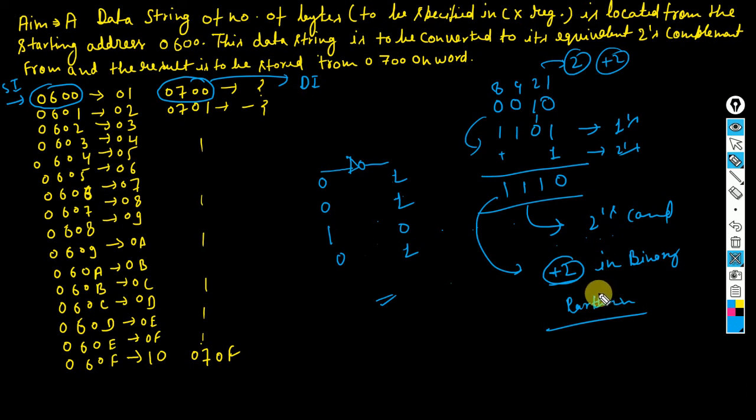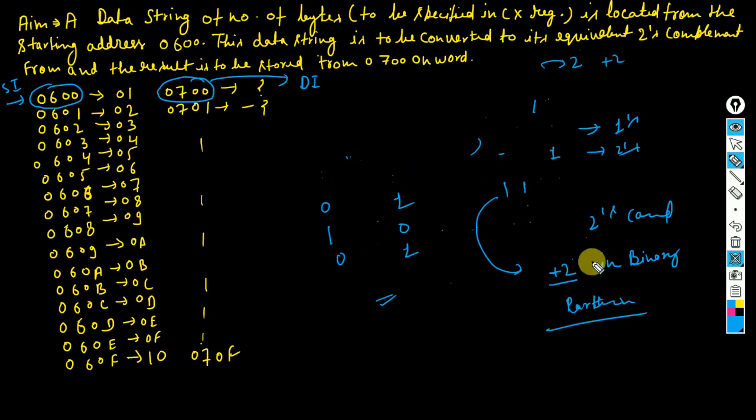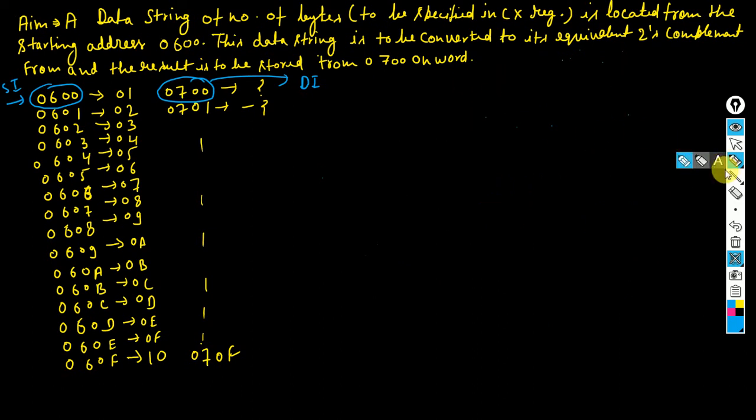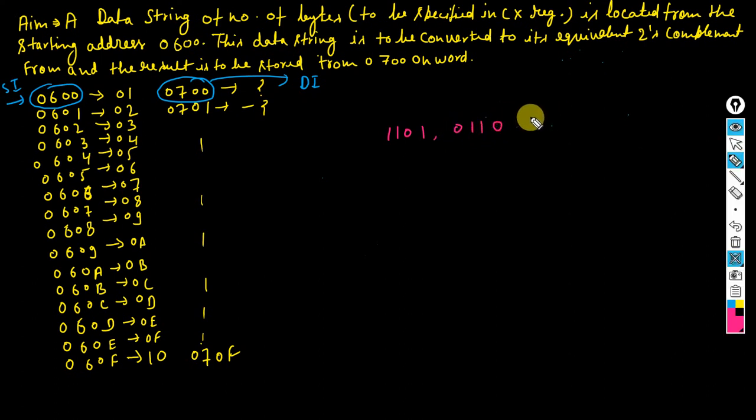Okay, let's take another example. Suppose we have a number like 1 1 0 1 0 1 1 0. Find the 2's complement of this number.